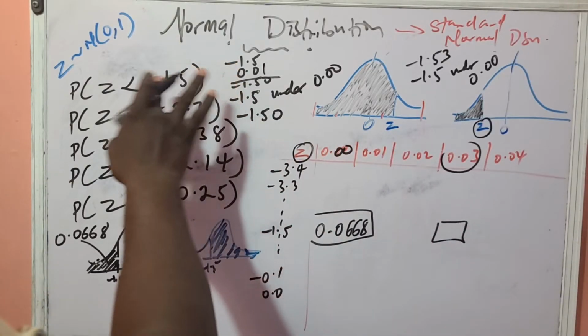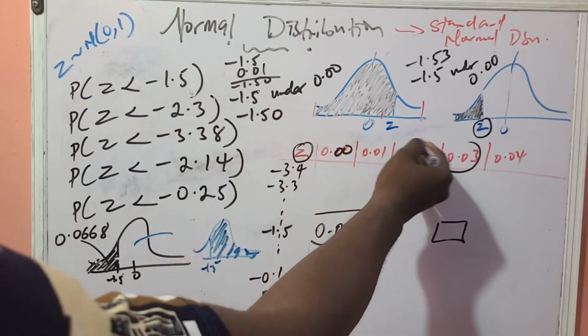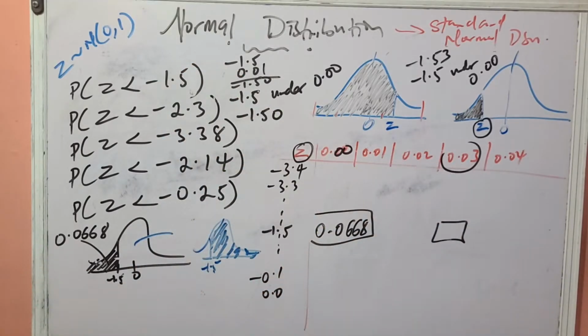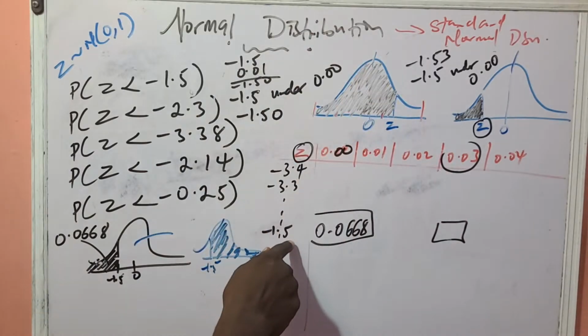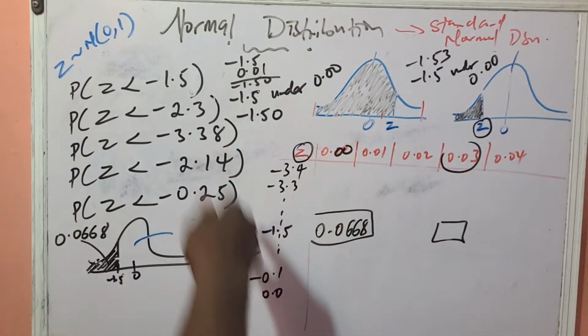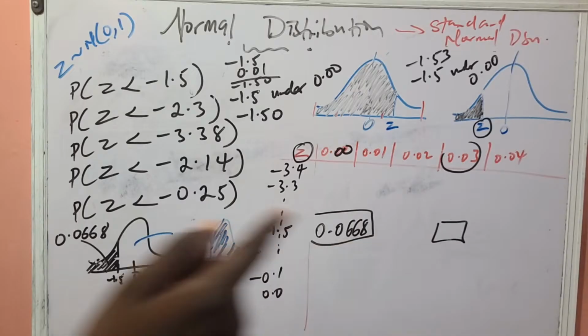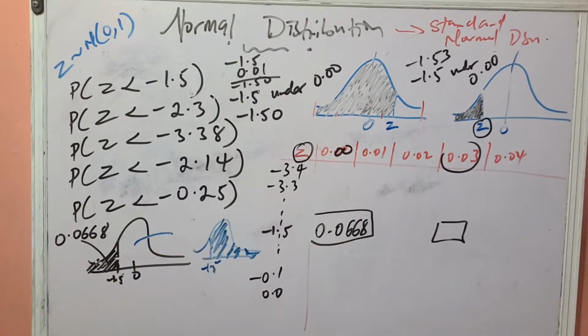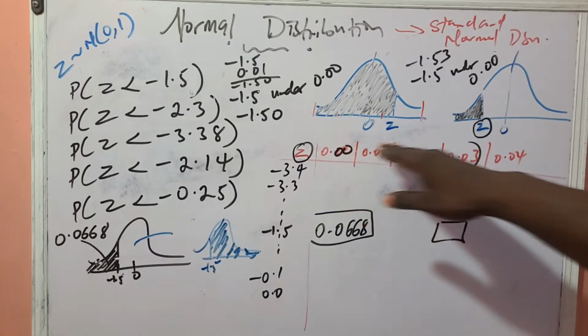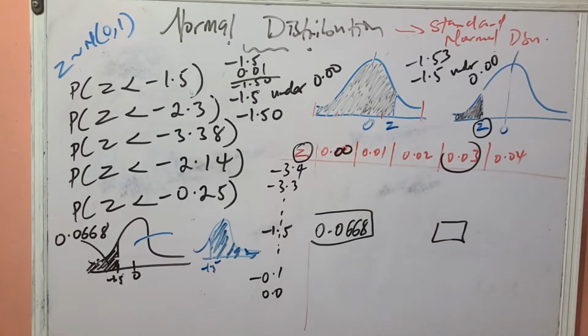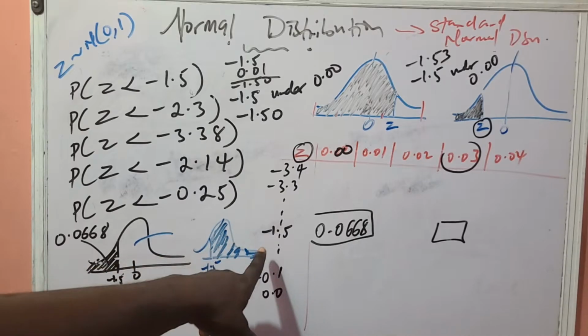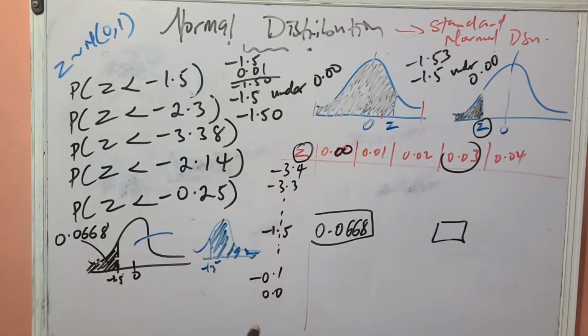If your question said minus 1.52, you'll be reading under 0.02. If your question said minus 1.53, you'll be reading minus 1.5 under 0.03. If your question said minus 1.54, you'll be reading minus 1.5 under 0.04. It's just that pattern. You will see that the values for this particular row stretch up to 0.09. So you can find values for 1.51, 1.52 up until 1.59. All right. And the next thing after 1.5 now will be 1.6. So if you wanted to find 1.6, there's another place for 1.6 there. So that's just the way it works.